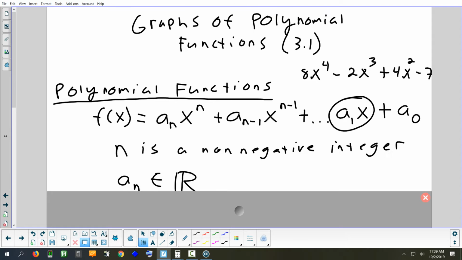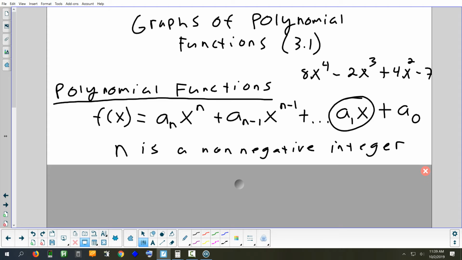Okay. But the important thing to remember is that anytime you have an exponent, it has to be a non-negative integer. 2, 4, 7, 1, 5. Those are all non-negative integers. There are no decimal exponents in polynomials, ever. No decimals. There are no negative exponents in polynomials. Okay. All your exponents are non-negative integers.